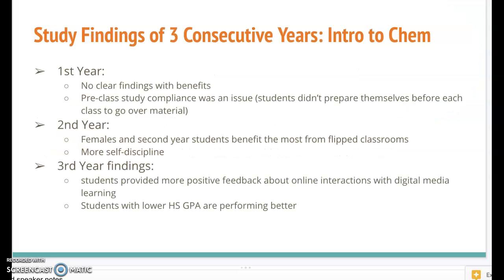There was a 3-year study done in a UCI classroom, specifically in an Intro to Chem classroom, where the results showed that students were satisfied with the flipped classroom environment, as well as improvements from their last high school GPA, as they improved their current GPA when they were in the classroom.